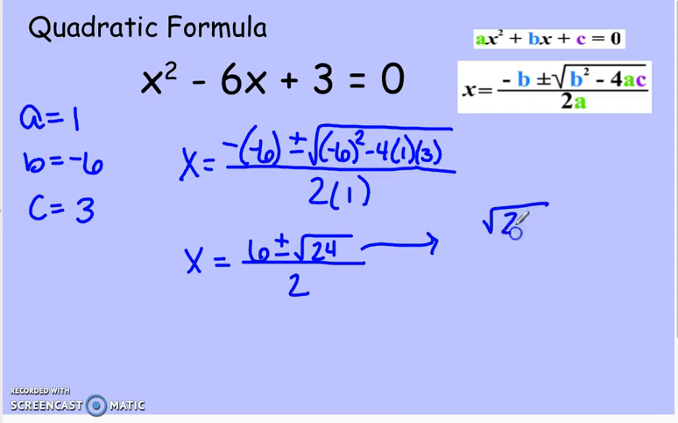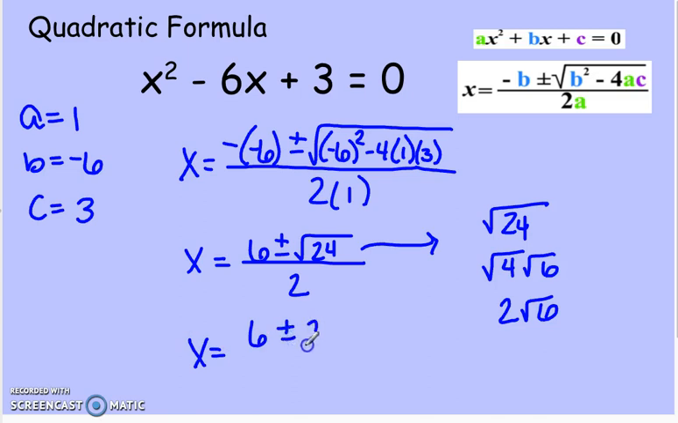So the square root of 24, how do we simplify that? The largest perfect square that goes into 24 is 4. So it's radical 4, radical 6, and the square root of 4 is 2. So it's 2 radical 6. Remember, you should already know how to do this from previously in the unit. So we're going to just plug that in over here. x equals 6 plus or minus 2 radical 6 over 2.